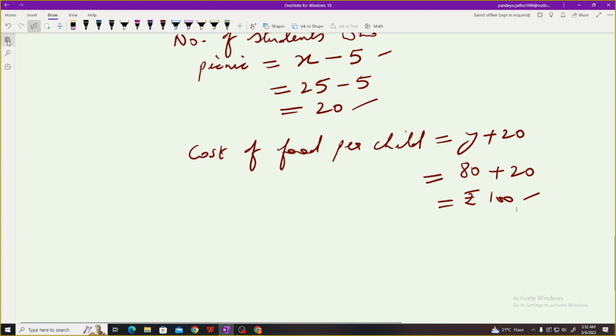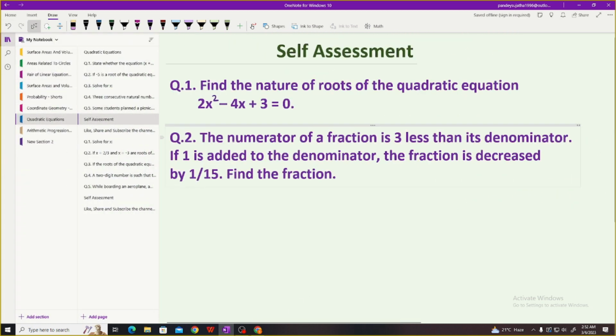Now check your understanding by solving these two questions and write your answers in the comment box.